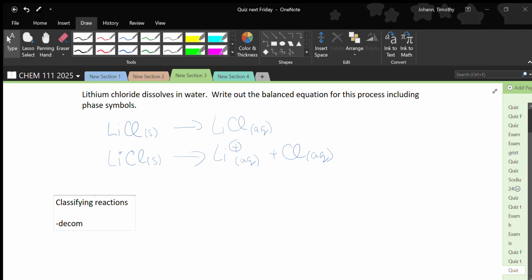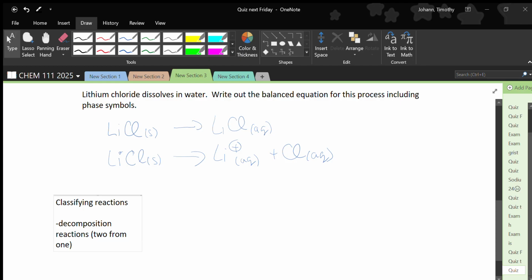So we have decomposition reactions. And your book likes to talk about this as being 2 from 1. Or really, it's more than one from 1, okay? But in the book, it talked about being 2 from 1. And so an example of that would be what I put up on the board right there.